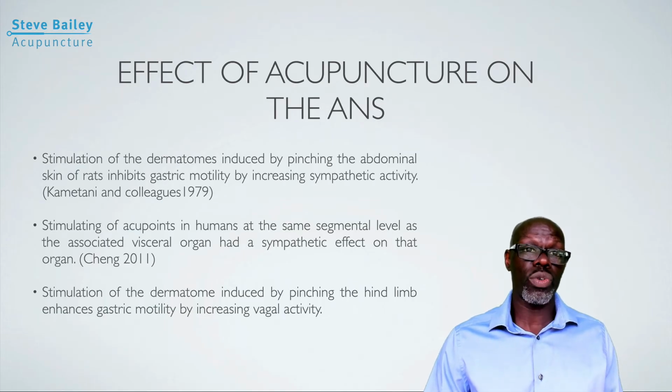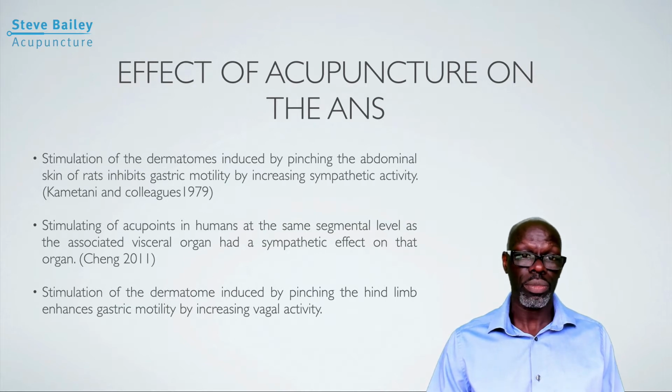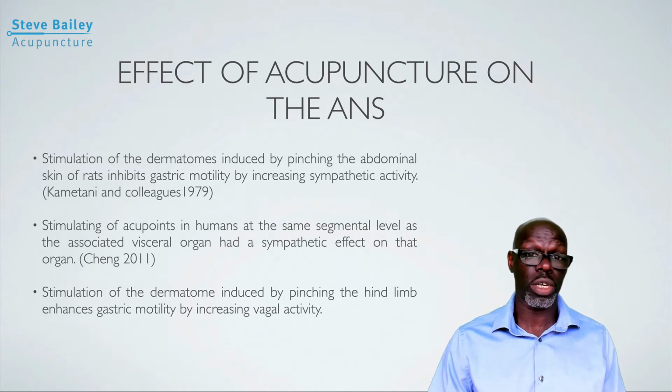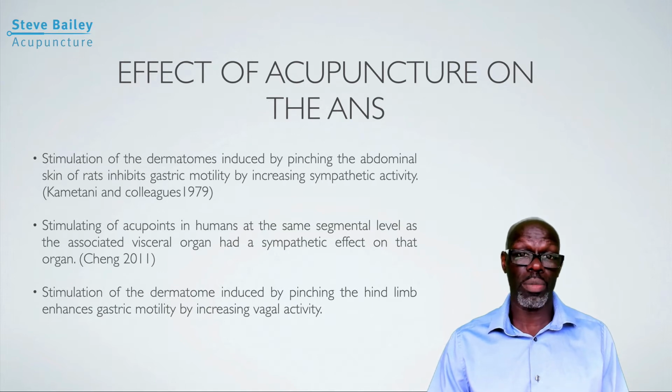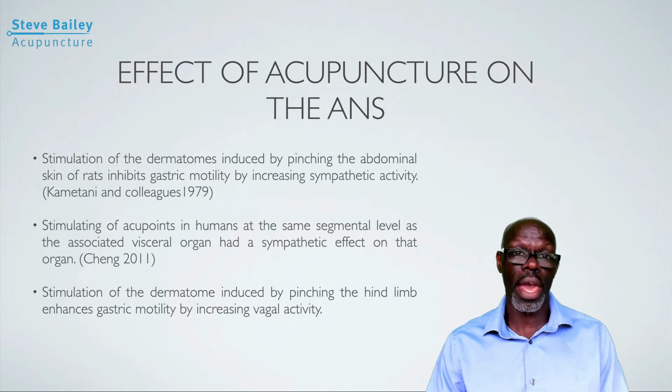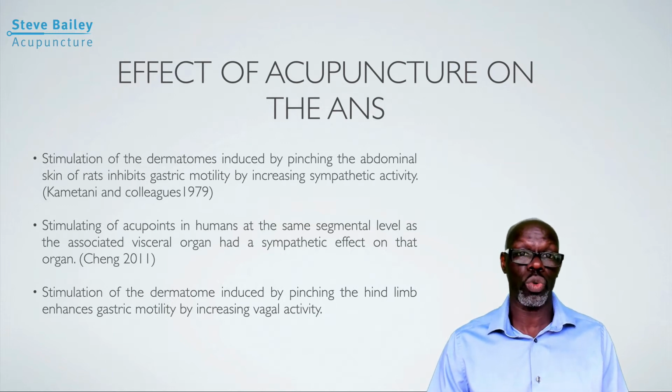So if you start to look at the effect on the autonomic nervous system, do bear in mind, particularly if you're going to be treating any kind of visceral disorders, you want to have an effect on the stomach, or the bowels, or the bladder, or even if you're doing women's health, you do need to think what points you're going to choose and where on the body you actually choose those points.